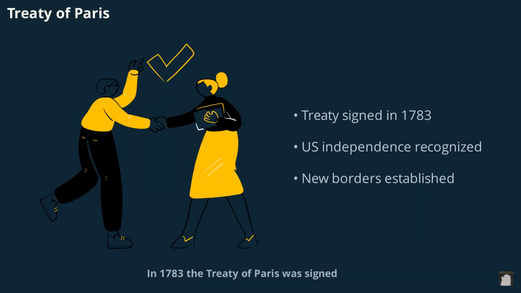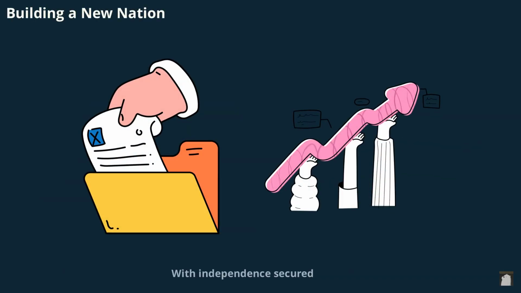In 1783, the Treaty of Paris was signed, officially recognizing the independence of the United States. The treaty established new borders for the young nation and marked the end of British colonial rule in America. This agreement was a monumental achievement for the former colonies. With independence secured, the United States faced the challenge of building a new government.